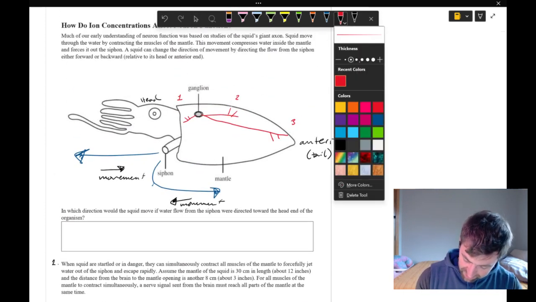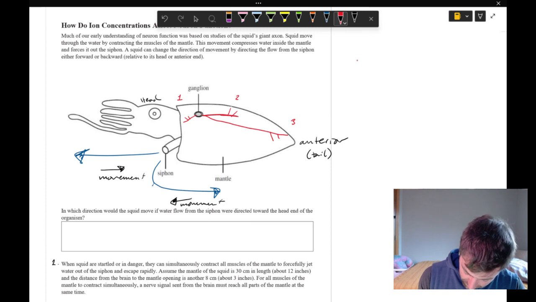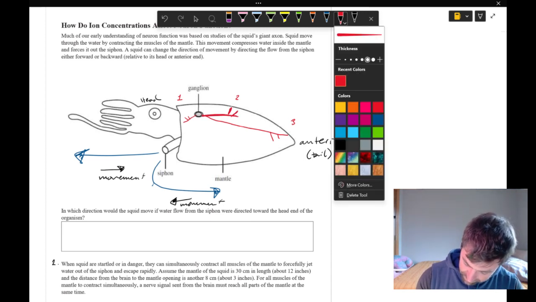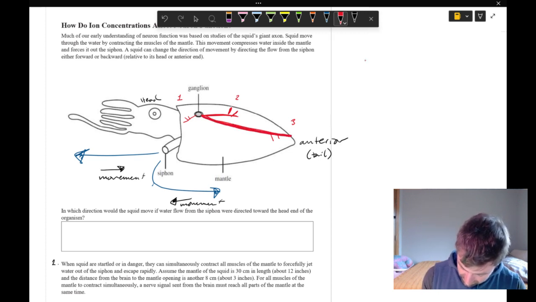So redrawing this, I'm just going to use a thicker marker. Axon 2 is a little bit wider, rather. And axon 3 is thicker still.